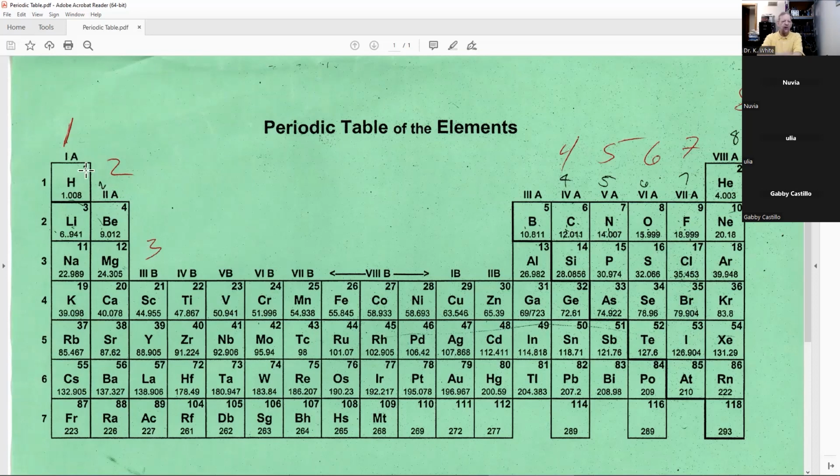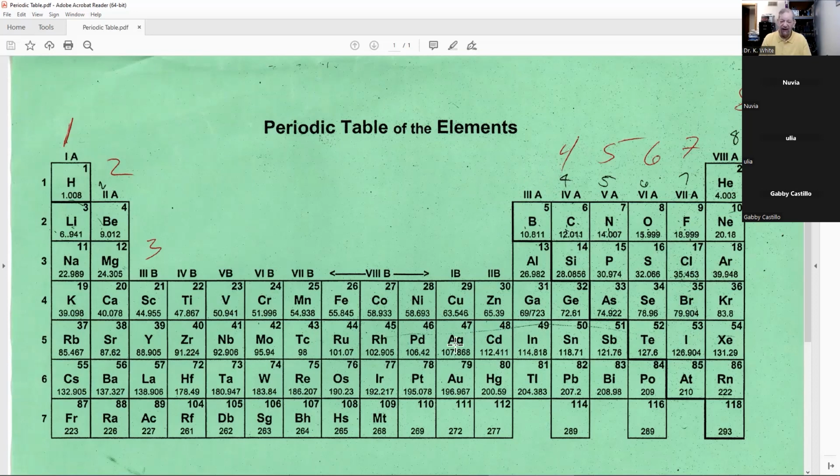Now, if we look at hydrogen, it's in the first column. How many valence electrons does hydrogen have? One. If we look at the first column, how many valence electrons does sodium, Na, have? One. Oh, let's go over to one of my favorite elements, carbon. Carbon has the chemical symbol C. If we look at the top, IV is the Roman numeral for four, but most of you don't know that, so I have written four in both red and black. How many valence electrons does carbon have? Four.